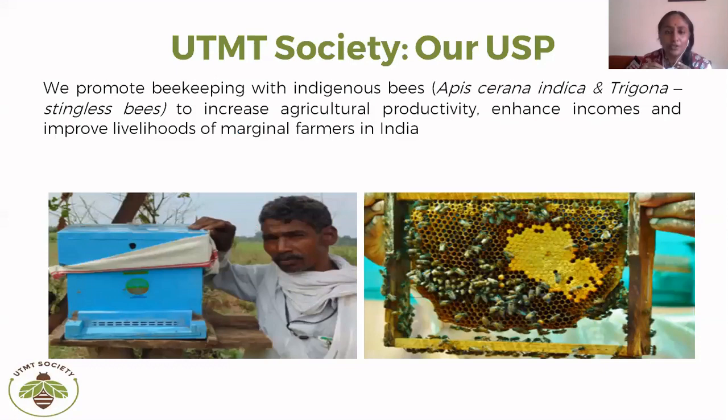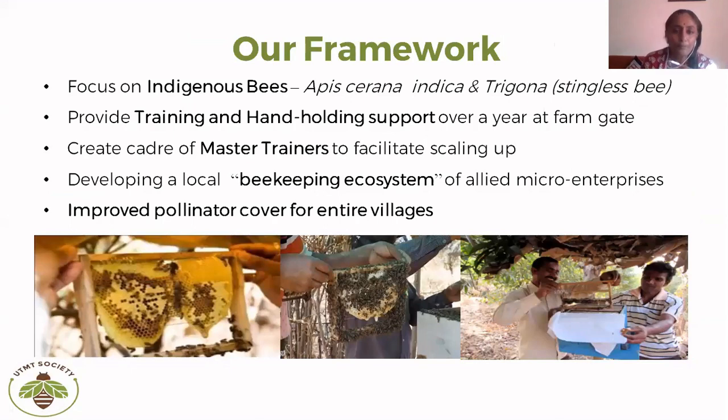So what we do at Under the Mango Tree Society: when I started working with UTMT, all of us thought of bees as equal to honey. But the most important thing is that the role that bees play in agriculture is almost 14 times more than what we think of, which is the honey. We promote beekeeping with indigenous bees to increase agricultural productivity, enhance incomes and increase the livelihoods of marginal farmers in India.